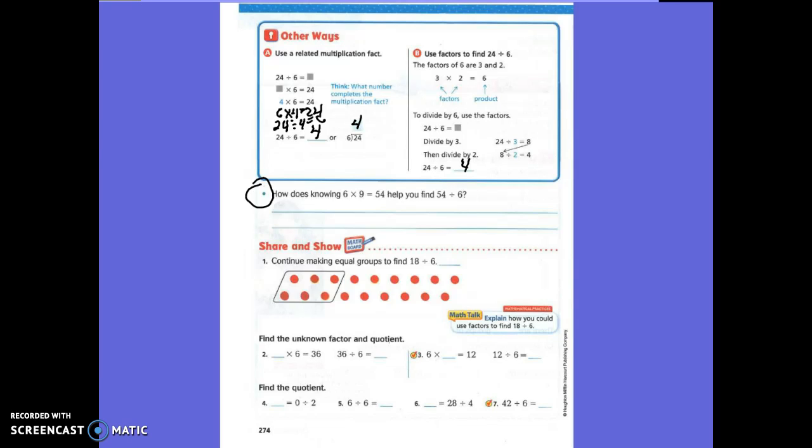Yeah, it's related facts because it's telling you already a fact that you know. And it's giving you all the numbers. That is a related fact. So you can just say, well, 6 times 9 equals 54. 54 is the quotient. So it's basically you're finding the missing factor, right?